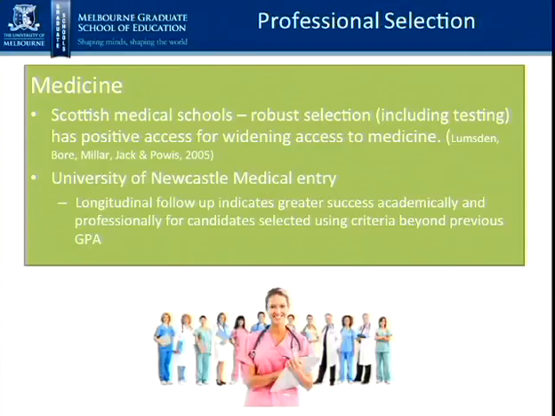What we've seen in Scottish medical schools is that a range of factors, including testing, has a positive effect for widening access to medicine. So if you're only interested in GPA, then you might be missing people who have other really important characteristics. And it's about using professional judgment, that is judgment on the part of the institution, the university, to make some decisions about entry into a course. A little closer to home, at the University of Newcastle, a longitudinal study shows that doctors who have been selected according to a range of factors are more likely to be successful over time. And so we know that in other professions there are different measures that are very important to look at.